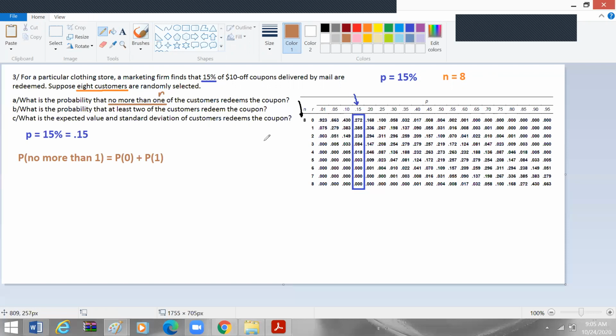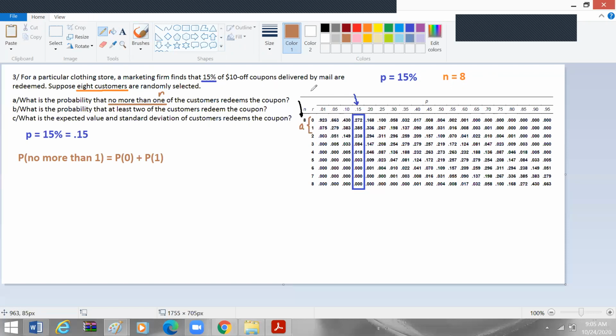Okay, so this one would be the R. So no more than one would be 0 and 1. So I'm going to box the thing that we need to look for. Those are the two numbers that we have to look at on part A. Are we good? Yes.